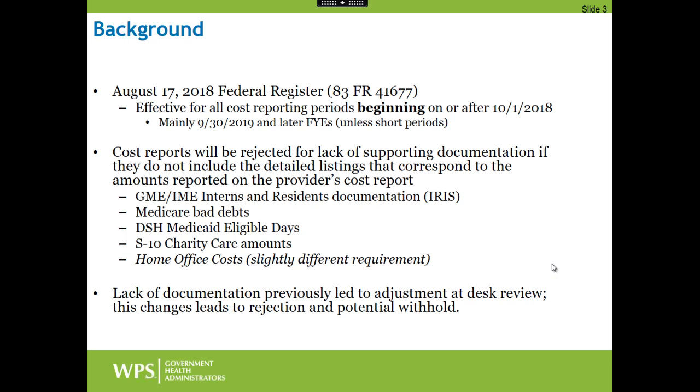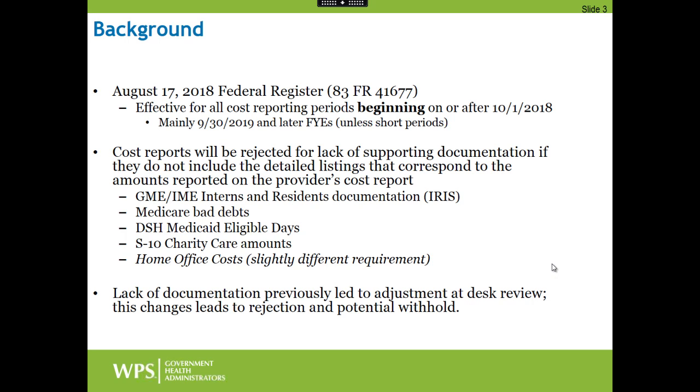So there are 5 different items included in this Federal Register. The first one would be the graduate medical education, the indirect medical education, GME, IME, the interns and residents documentation. This is the IRIS system, interns and residents information system. So this documentation's been required for quite some time. Now the big change, of course, is that the amounts or the FTEs have to correspond to what's been reported on the cost report. Previously, it was just submitting the listing itself, submitting the diskette, the software that was required.